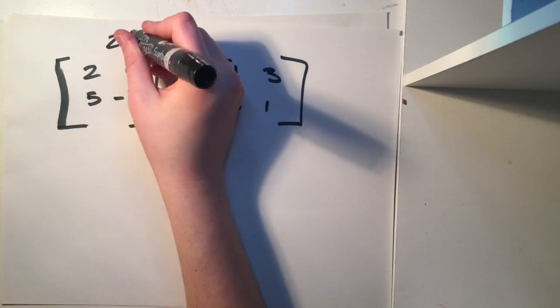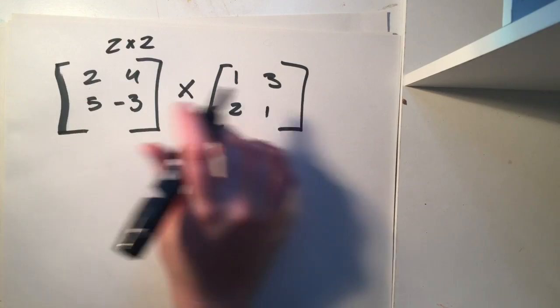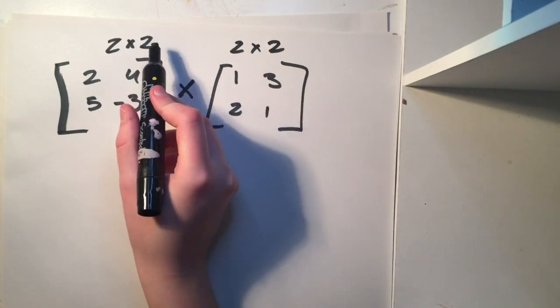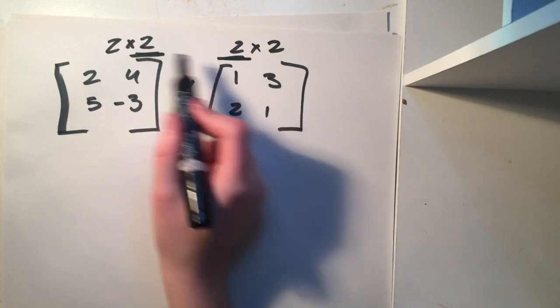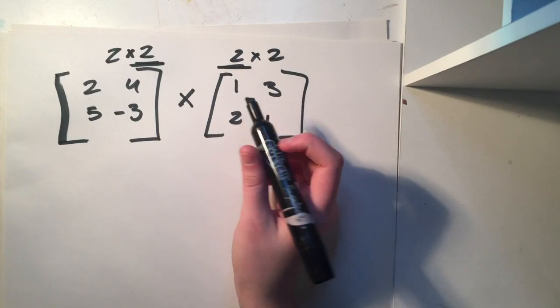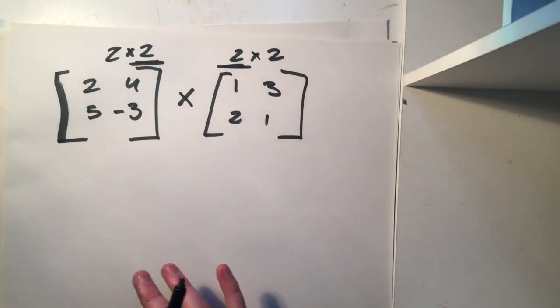Write down 2 by 2 because this is a 2 by 2 matrix. And this is also a 2 by 2 matrix. Now, if these two numbers match, then you can multiply them. If they don't match, you can't. But more on that later.